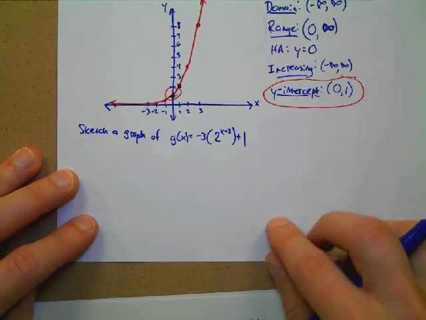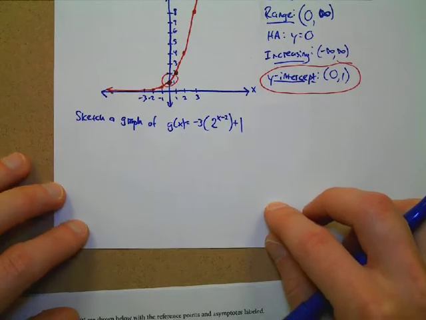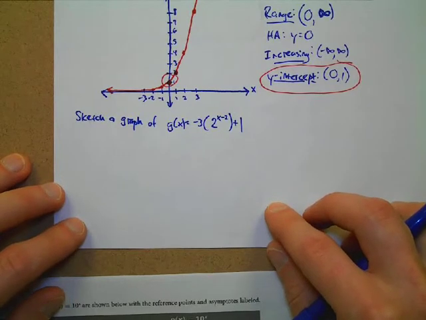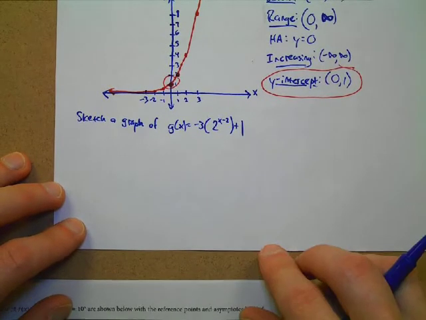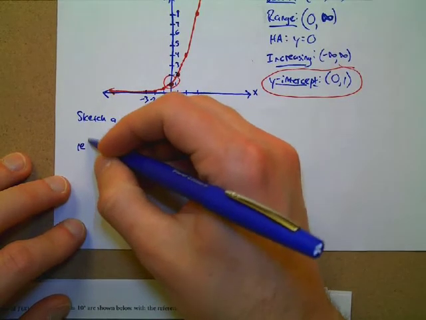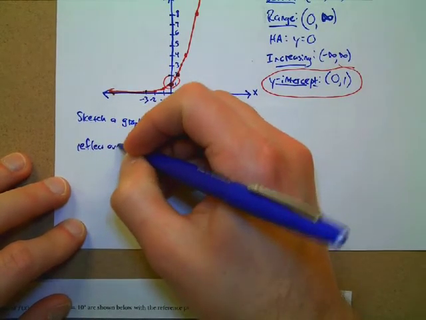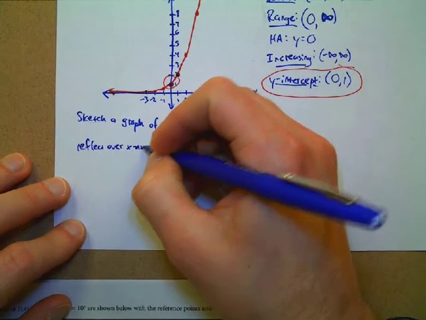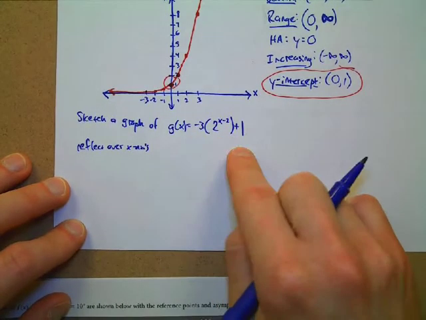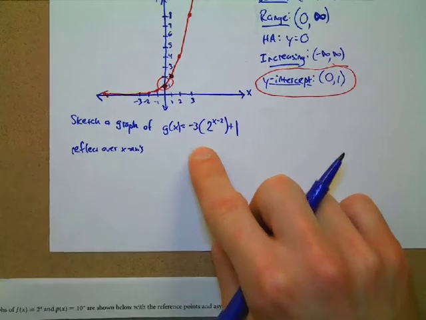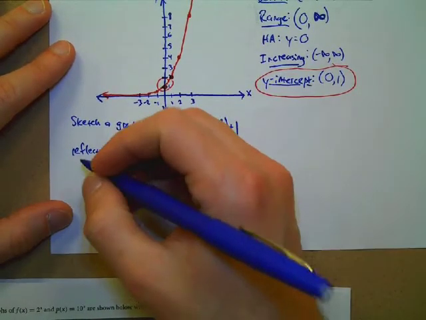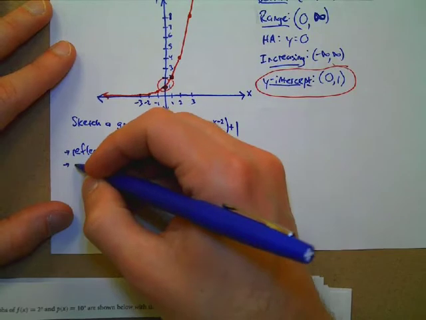Okay, so let's identify our transformations here. What kind of transformations do we see here? Reflection over the x-axis with the negative 3. Reflect over x-axis, and a vertical stretch. What clues us into the vertical stretch here? The 3, right? 3 is more than 1. So reflect over the x-axis, vertical stretch 3.